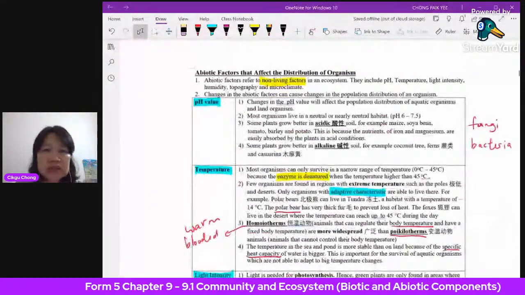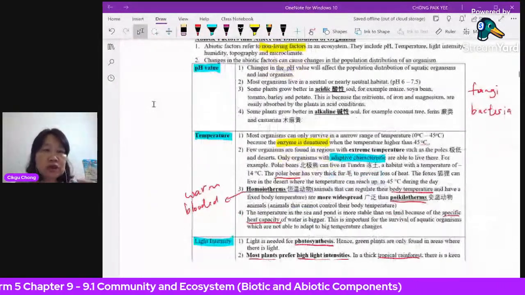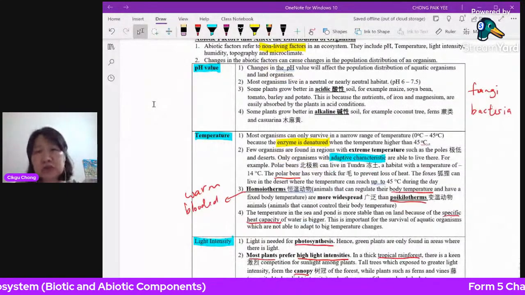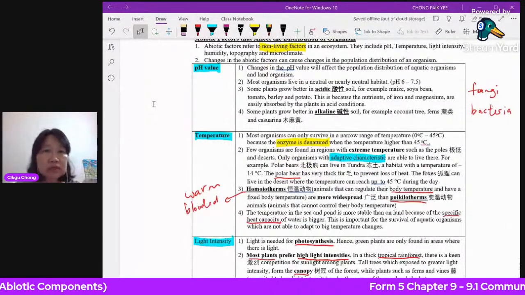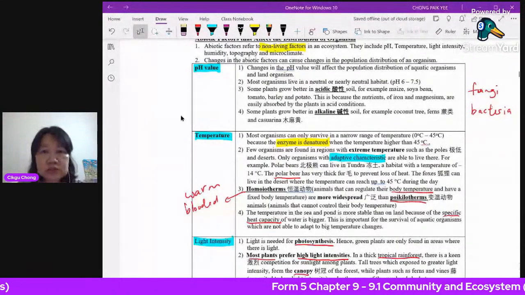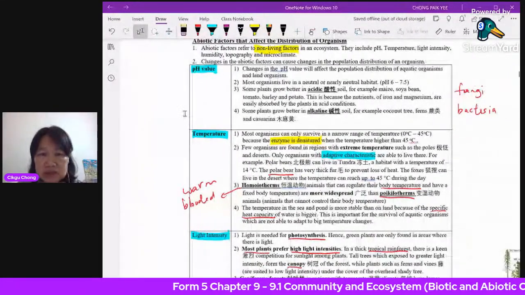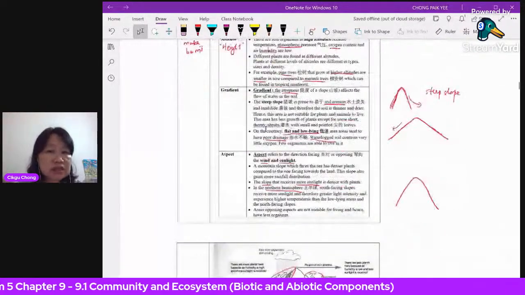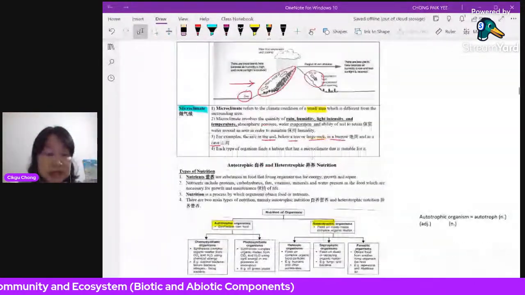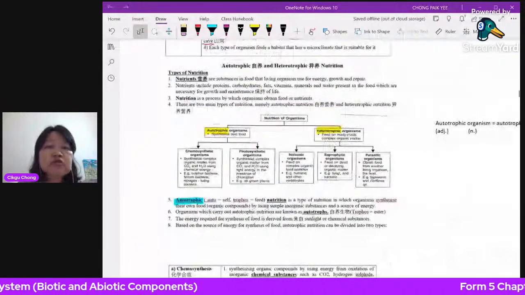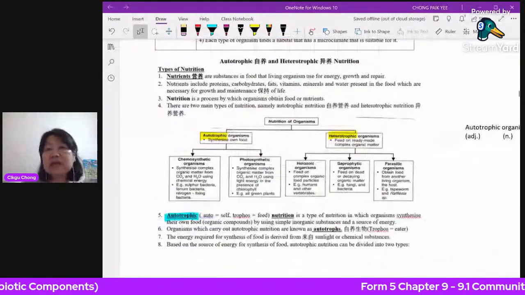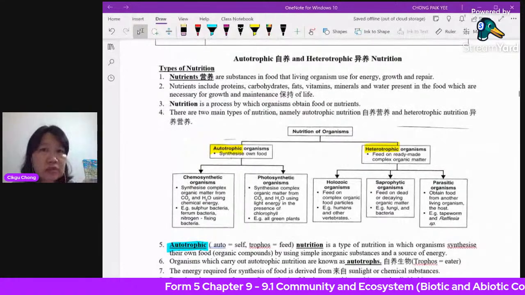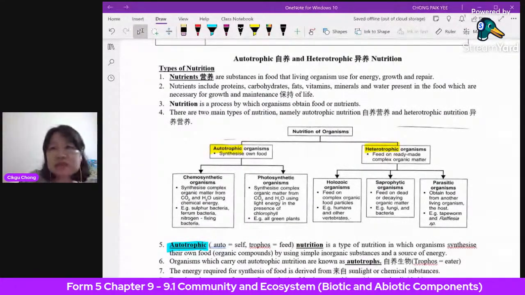These are the factors which affect what type of animal can stay there, and also the population distribution, whether they stay here more or go to another place. This is called distribution. These are the abiotic factors. Now we go on to something I already mentioned earlier in my lesson when I talked about microorganisms: the type of nutrition.